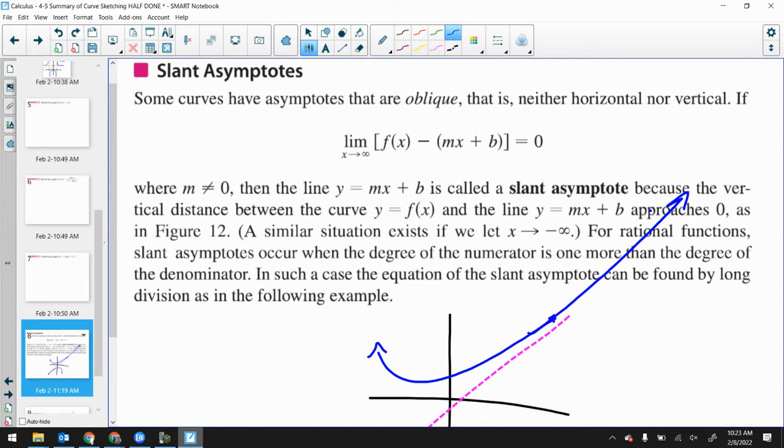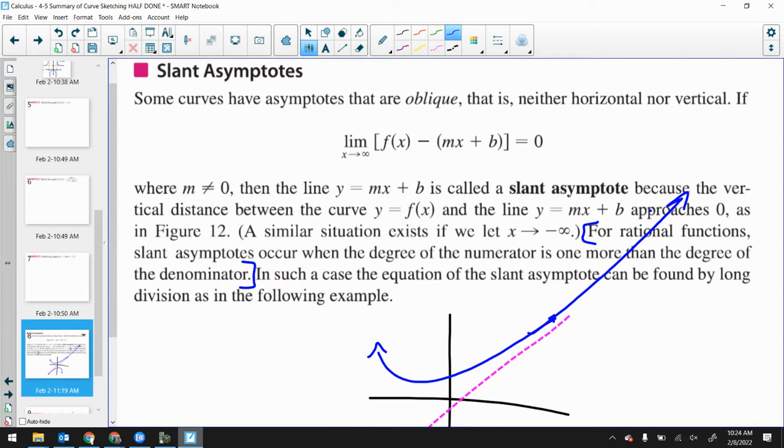Now, how do you find it? For rational functions, slant asymptotes occur when the degree of the numerator is 1 more than the degree of the denominator. That's the rule. This is the only time it can occur. That's how you know it's going to happen or could happen.